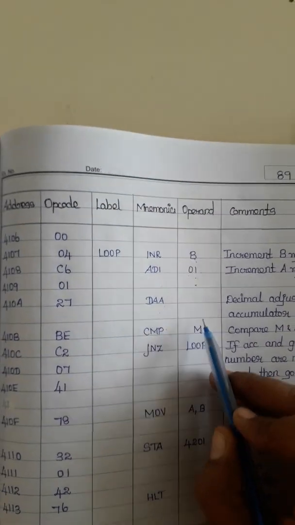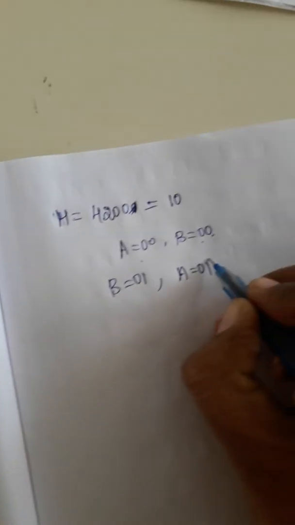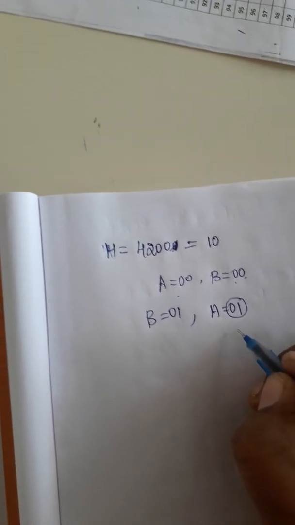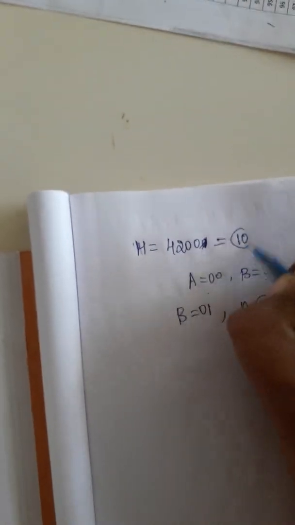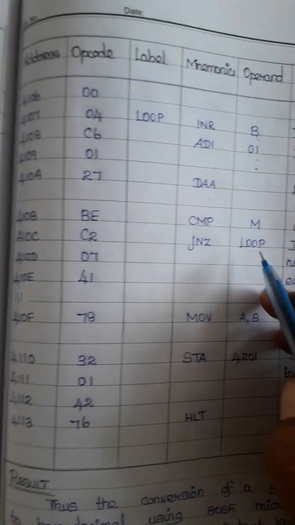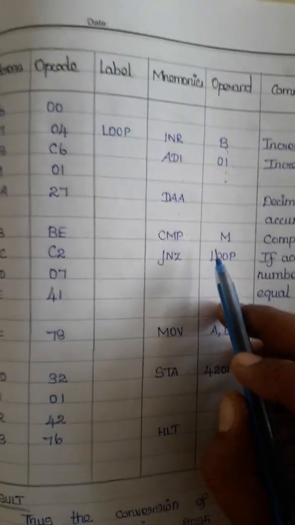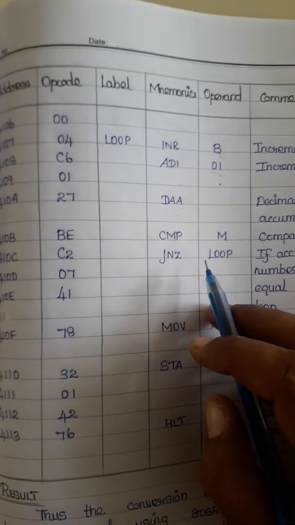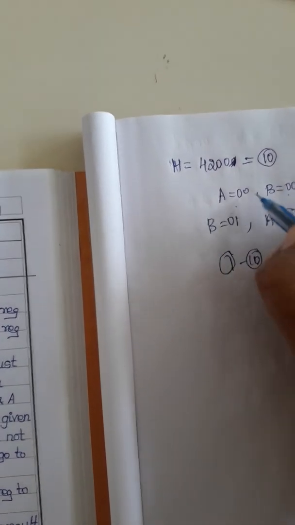Then accumulator data and memory data are compared. After a single increment, the accumulator contains 01 and memory contains 10, so 1 minus 10. Here we are checking for the zero flag. The zero flag will be set when accumulator content and memory content are equal. Now the accumulator contains 01.